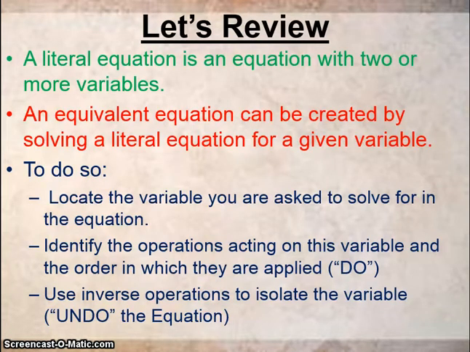First, locate the variable you are asked to solve for in the equation. Second, identify the operations acting on the variable and the order in which they are applied. In other words, fill in the do side of your do and undo chart. And last, use inverse operations to isolate the variable. Complete the undo side of the equation and carry out those steps.